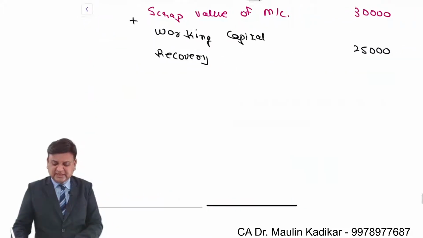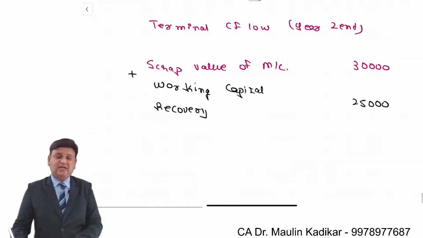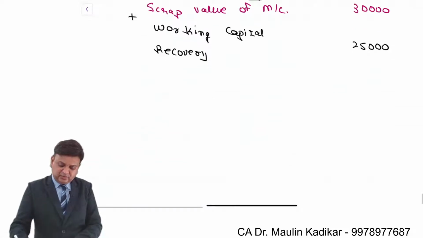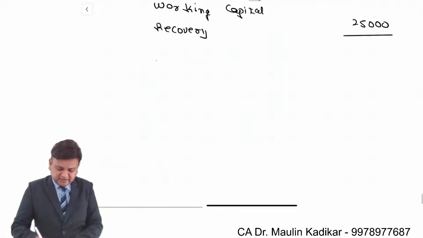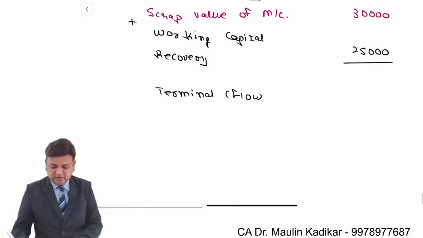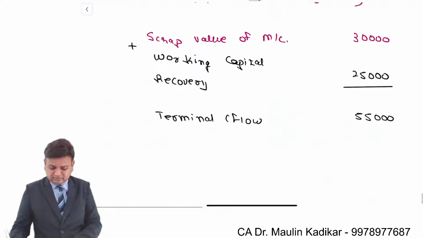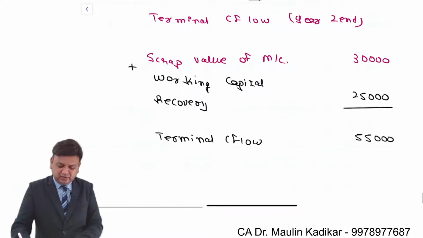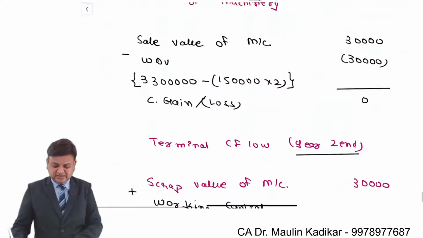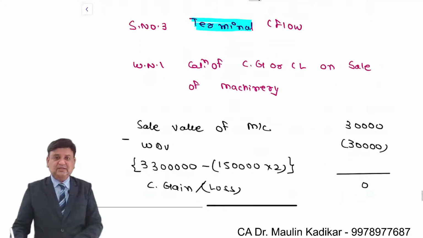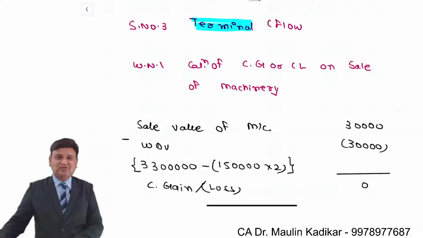If there is any capital gain or loss tax effect, it is required to be considered. But over here, neither of that effect is there. So we understand that the terminal cash flow means that when the project is over, you receive an amount of 55,000. And this is the cash inflow, importantly, at the end of the second year. This is the way, step number 3, terminal cash flow is found.